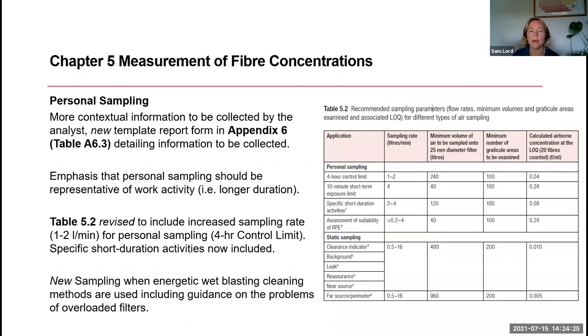Okay, so chapter five, this is about measurement of fibre concentrations. This is a measurement of asbestos in air, basically. So personal sampling. Well, if you're measuring asbestos in air, you're either doing it as a personal sample or you're doing it as a background or static sample is probably the right word.